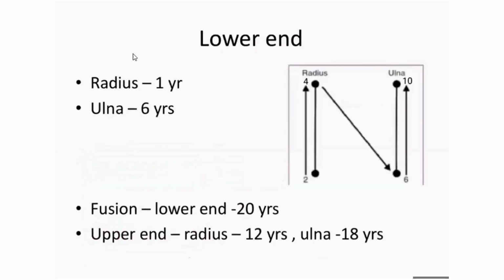Lower end. So remember the order in which the fusion takes place. The fusion occurs first on the upper end of radius, next on the lower end of radius, next on the upper end of ulna, next on the lower end of ulna, right? This is clear, right?